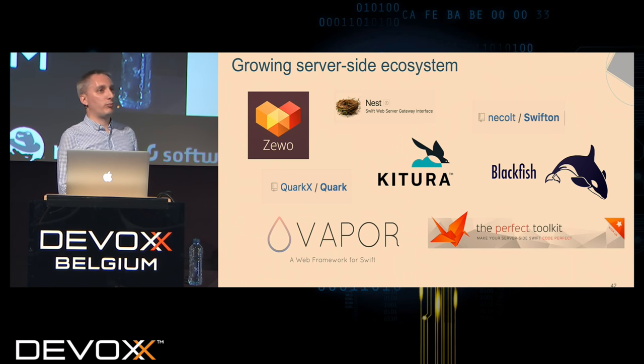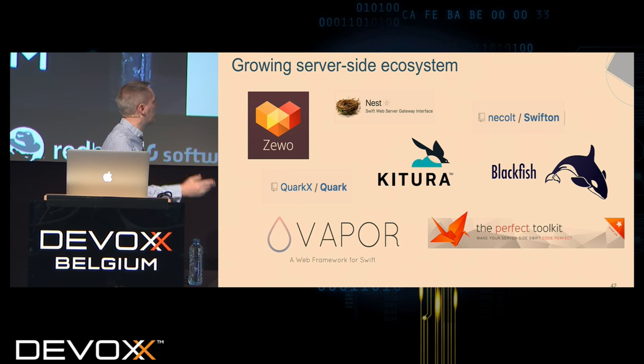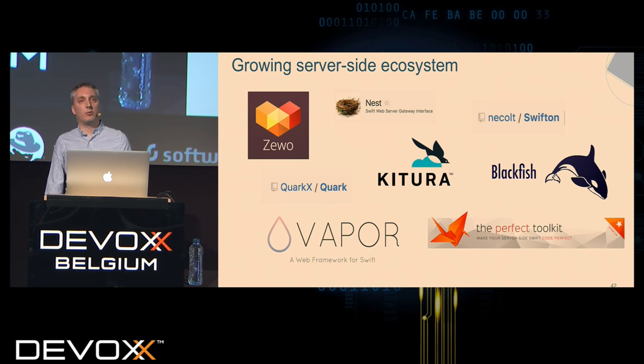So if you go on GitHub, you'll find a whole bunch of different projects. They're all doing fantastic work on server side Swift. And the one that I'm going to talk about in a moment is Kitura, which is the one that our team has created inside IBM. Kitura is a web framework written in Swift, but you should definitely check out all these other ones as well, because they're doing fantastic stuff.